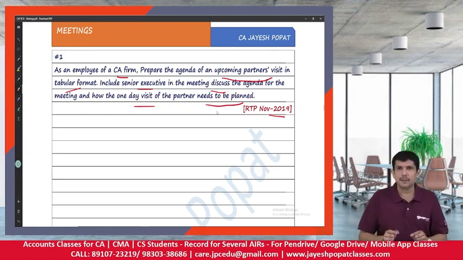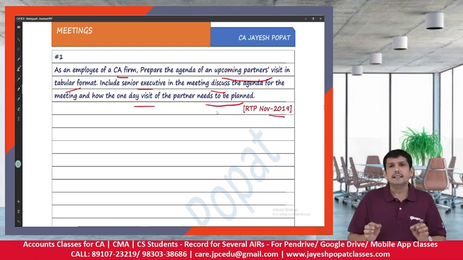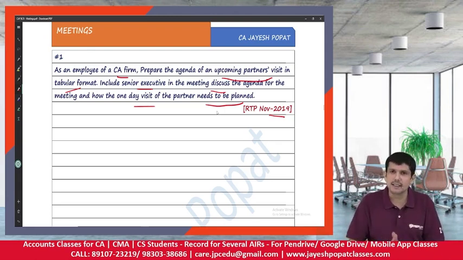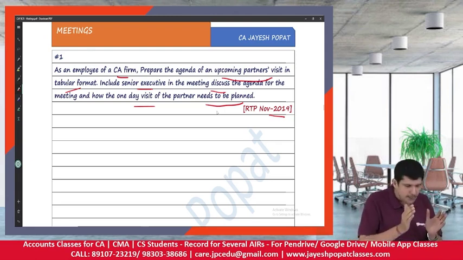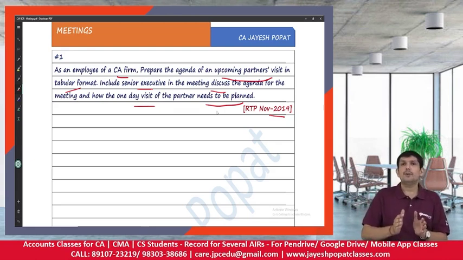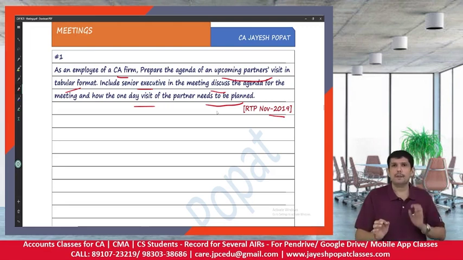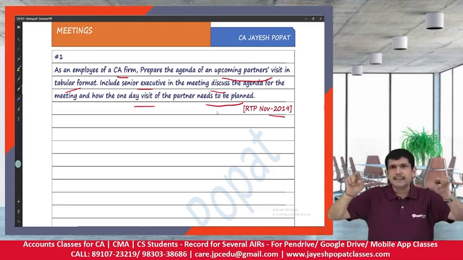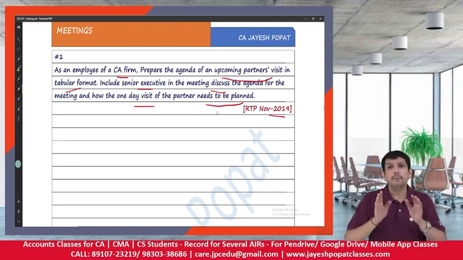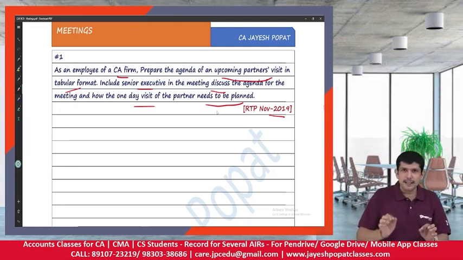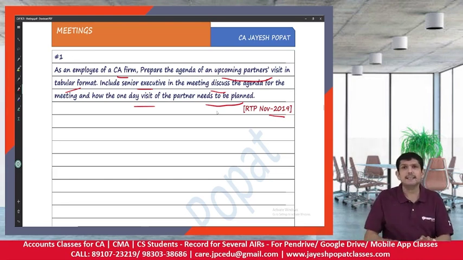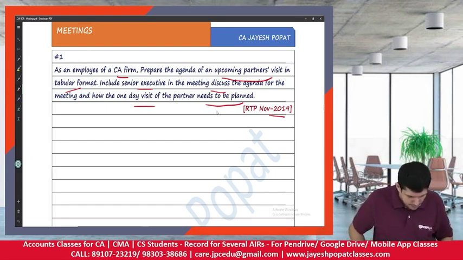See, the entire purpose of an agenda is the matters which will be discussed in the meeting, right? And this meeting is not about, listen to this very carefully because I think you have got the topic wrong. This is basically the agenda for the meeting which will take place when the partner is present in the office, and in his presence what all things will be discussed is what you need to draft in, right? So picking him up is something else.